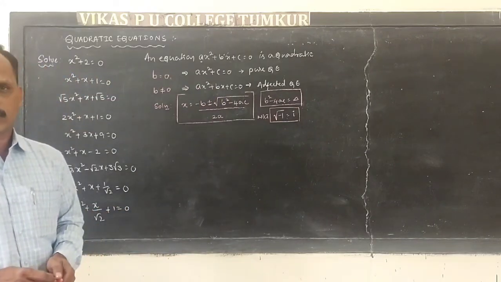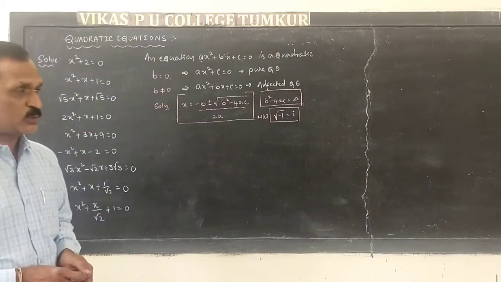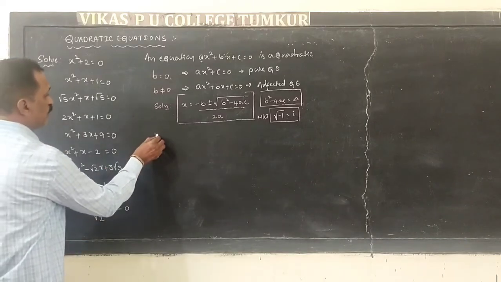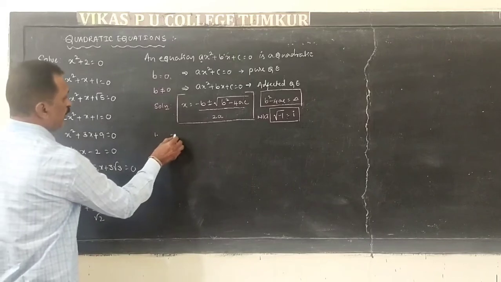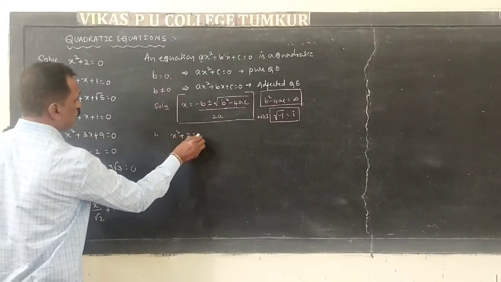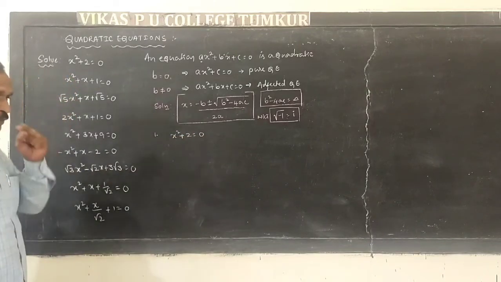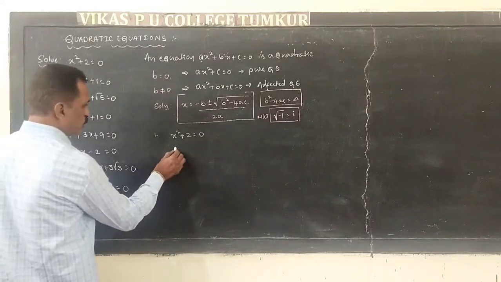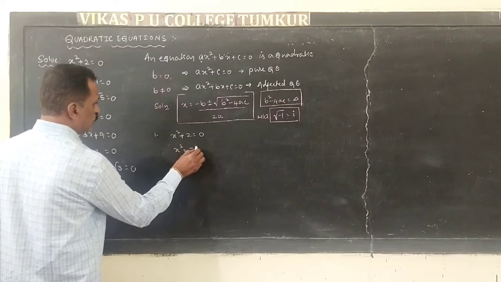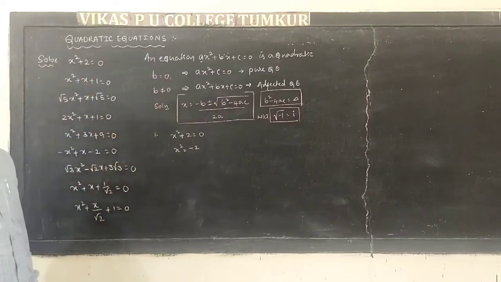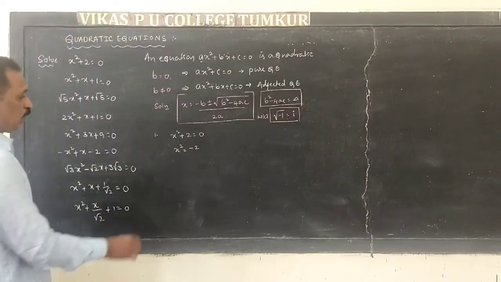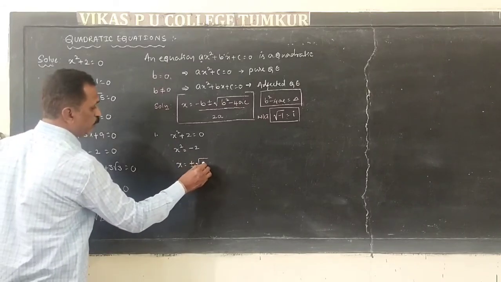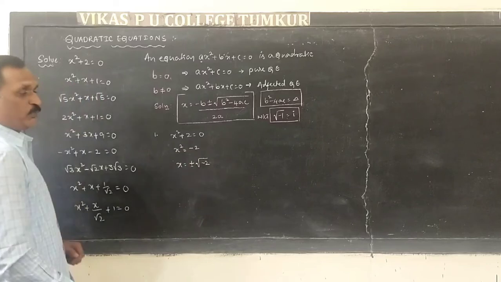This much is enough to remember. Shall I solve those problems now, right? Are you following? The first problem is x square plus 2 is equal to 0. Very simple. x square is equal to minus 2, and the value of x is equal to plus or minus square root of minus 2.